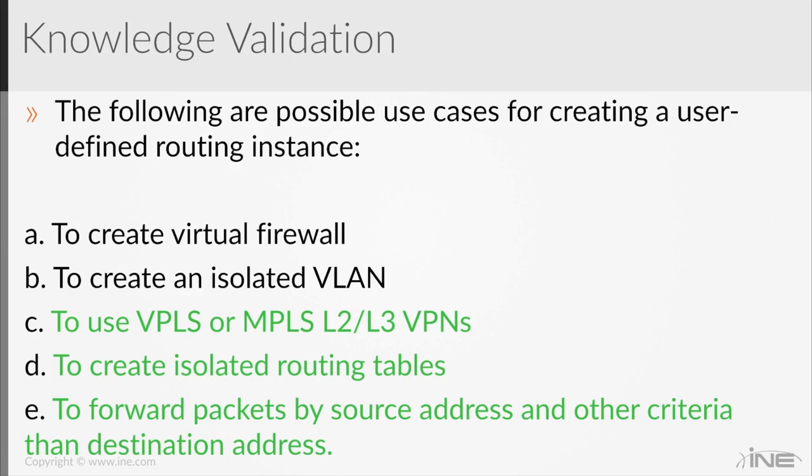VPLS or MPLS, yes, you can create user-defined routing instances for running these features. It's not a virtual routing instance, but it's a routing instance nevertheless. Option D, to create isolated routing tables. Yes, this is what we did in the exercise. Option E, to forward packets by source address and other criteria than destination address. This is otherwise known as policy-based routing, and yes, it can be achieved with the use of a forwarding instance.